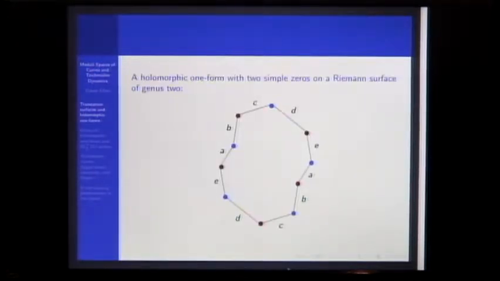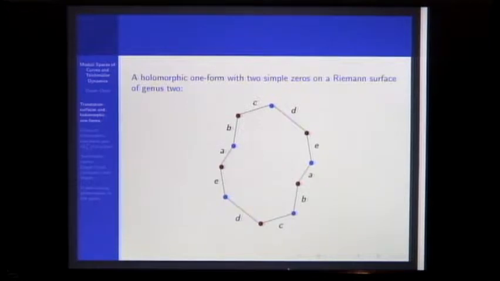So this is a slightly more complex example. Suppose I have a genus two Riemann surface with two simple zeros. And so this picture is a decagon, 10 edges, decomposed into five pairs from A to E. If you glue every pair by translation, you can check, you get a genus two surface as well. However, now you have two special points.